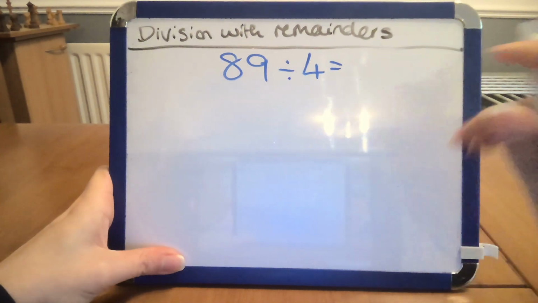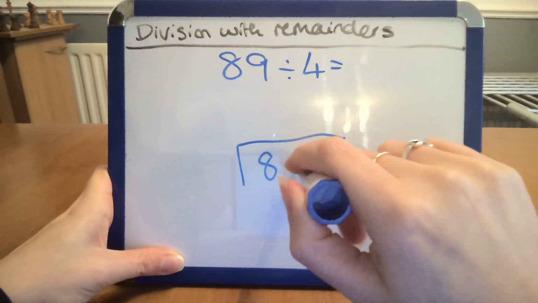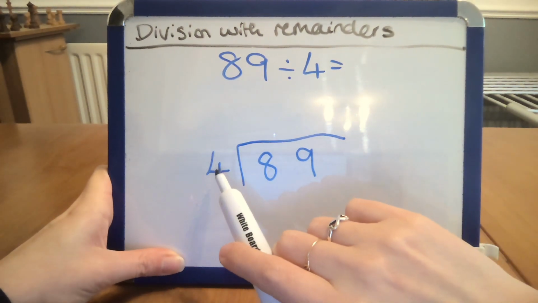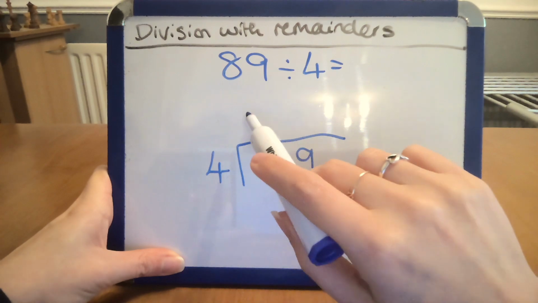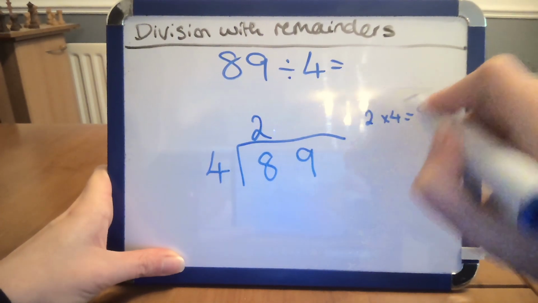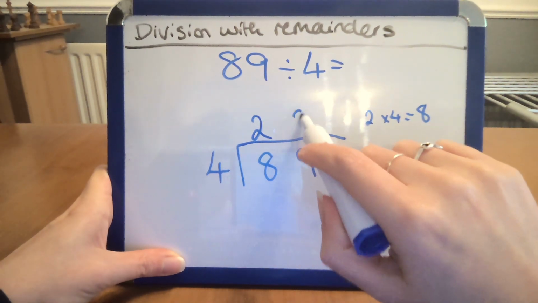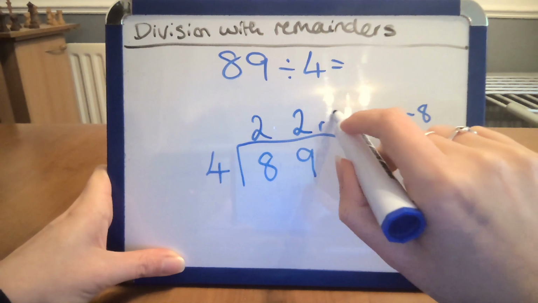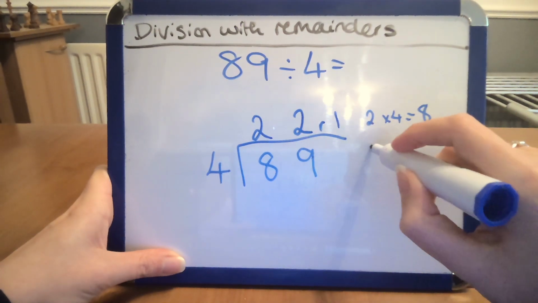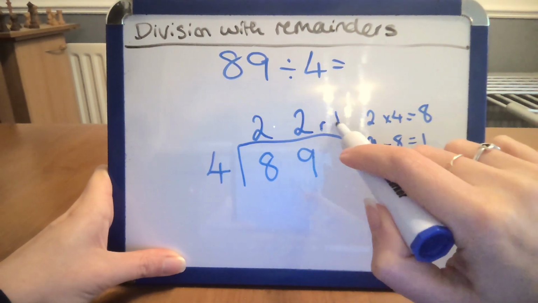So our next sum is 89 divided by 4. Again, we draw our bus stop. 89 goes in the bus stop because it comes first, and the 4 has to wait outside. How many times does 4 go into 8? Twice, because 2 times 4 equals 8. How many times does 4 go into 9? It goes twice with 1 left over. So if we know that 2 times 4 is 8, then we actually have 9. So it's 22 remainder 1.